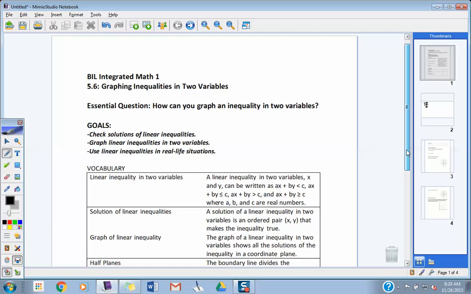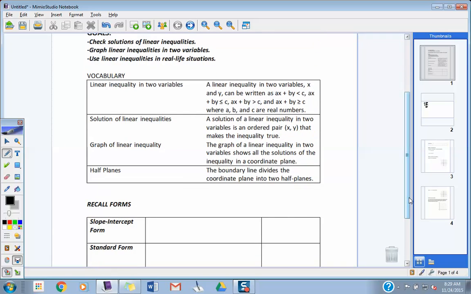So here we go. Guys, our goals for the day, we want to be able to check solutions of linear inequalities. We want to be able to graph linear inequalities in two variables, and then use those graphs to represent a real-life situation. So, that being said, let's get ourselves familiar with the vocab right here.